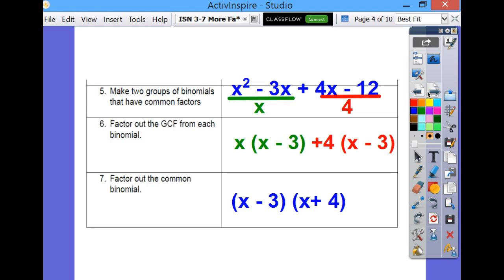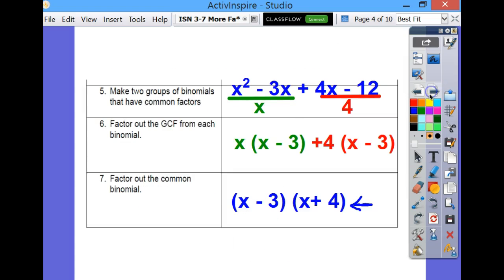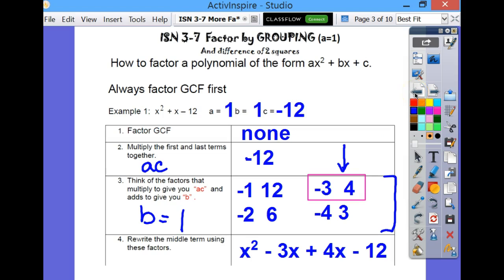Now, I need you to compare that answer to step number 3. What do you see about this answer compared to these numbers that I circled in step number 3? Here's step number 3. Here's the answer. Do you see something that's related there? You see this number is a negative 3 and a positive 4.